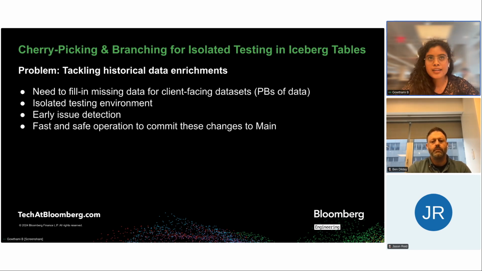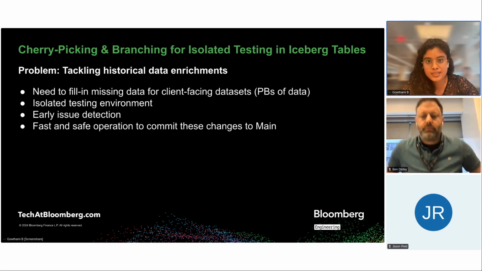How Iceberg has been really helpful for this use case is we leverage the branching feature, which helped us create an isolated testing environment. And by using the cherry pick operation, which is metadata only, to publish these changes from our audit branch to the main branch, we were able to do this historical data enrichment in a fast, safe, and efficient manner.